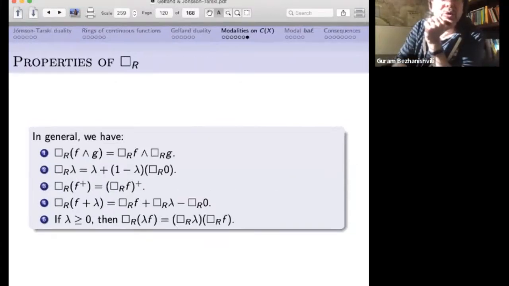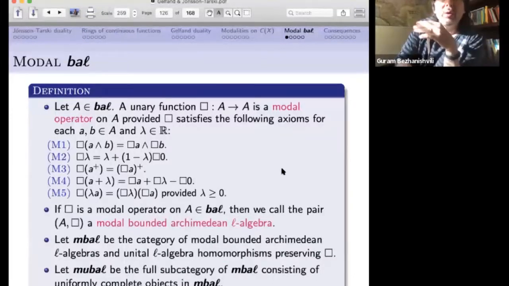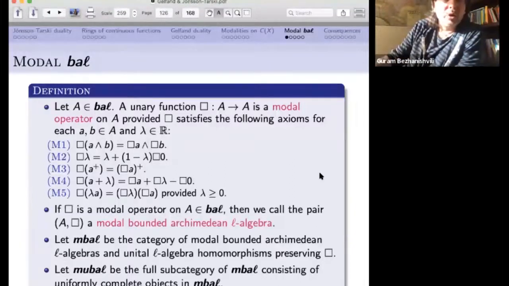Things become uglier when we go to the general case, because now you have to carry box R0 with you, because this is no longer 0. And so the axiomatization becomes a little bit uglier, but I won't spend too much time on that. This is the main category. So now this is an axiomatization of this box operator on any of these unbounded Archimedean L algebras. And observe that again, I'm carrying this box 0 around. If box 0 is 0, then this axiomatization simplifies. And so the same way that Boolean algebras with operators generalize Boolean algebras, these modal balls generalize. These are basically Gelfand rings with this additional box modality on them.